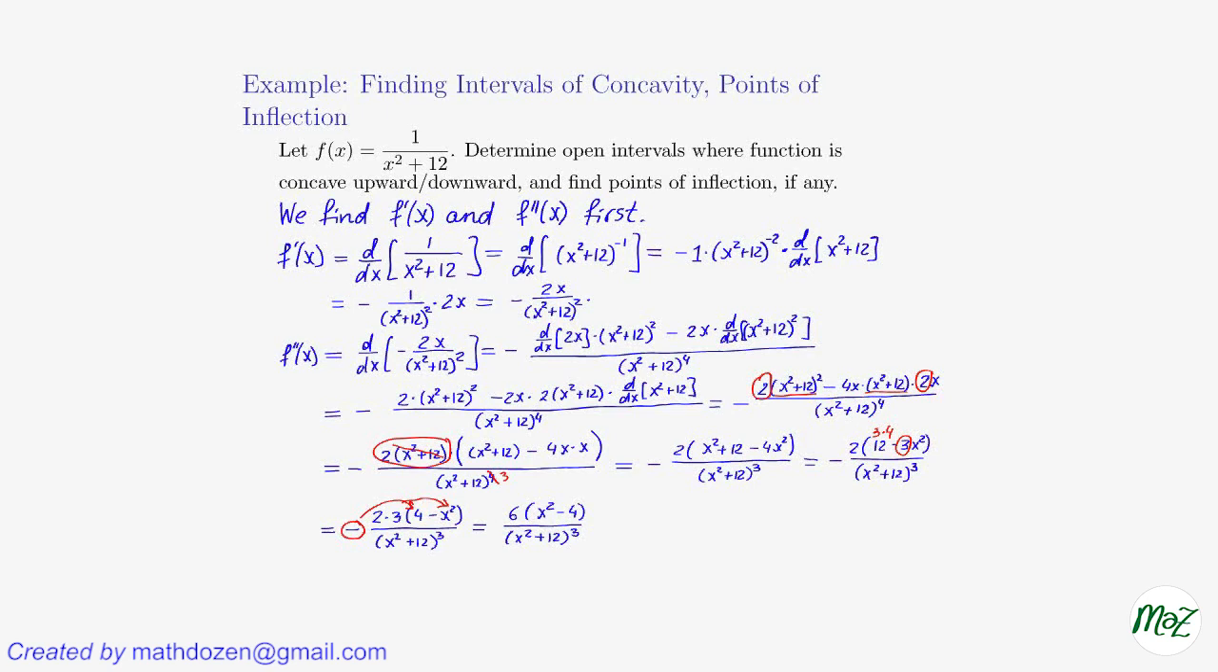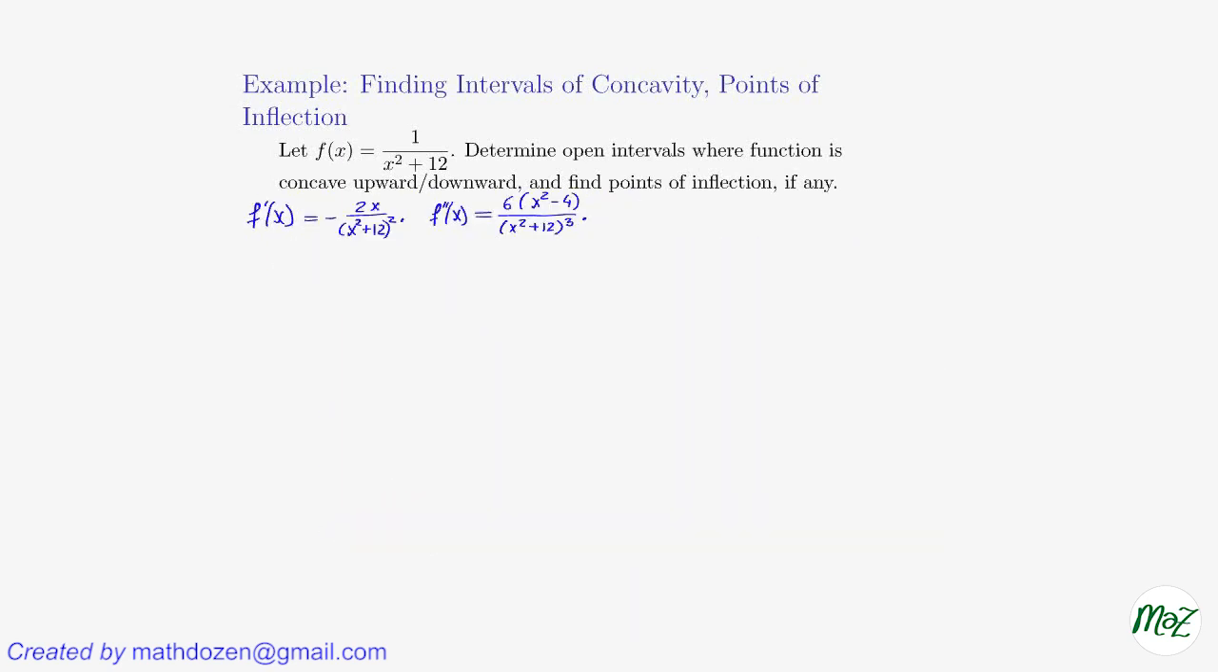We're going to need just the final results, so I'm going to copy those. First derivative is negative 2x over x squared plus 12 squared. Second derivative is 6 times x squared minus 4 divided by x squared plus 12 cubed.